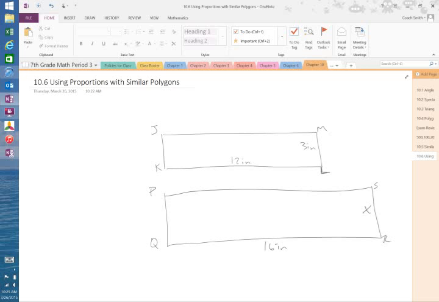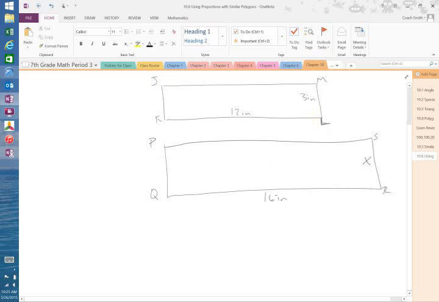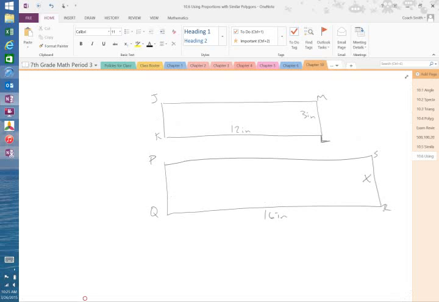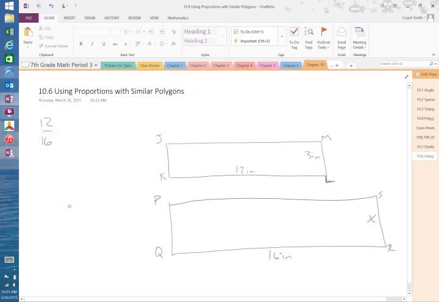Obviously, which sides are the corresponding sides here? 12 and 16, KL, QR. So I can take those two things. It does not matter whether I do the ratio with 12 over 16 or if I do it 16 over 12. Doesn't matter which one I use, as long as both of them, when I do my other measurements, are the same.